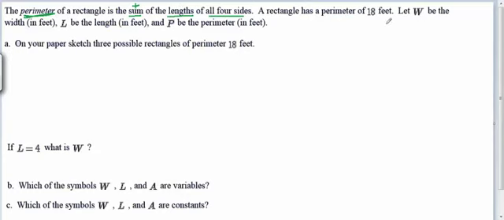And they've also defined some symbols for us. They tell us the symbol W will represent the width of the rectangle, L will be the length, and the P will be the perimeter. So we could write the formula for perimeter in words by saying perimeter equals length plus length plus width plus width.